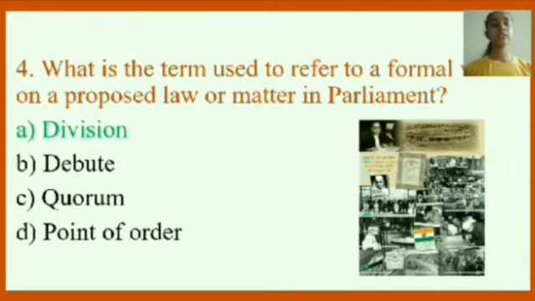What is the term used to refer to a formal vote on a proposed law or matter in Parliament? Option A, division. Option B, debate. Option C, quorum. Option D, point of order. And the correct option is option A, division.